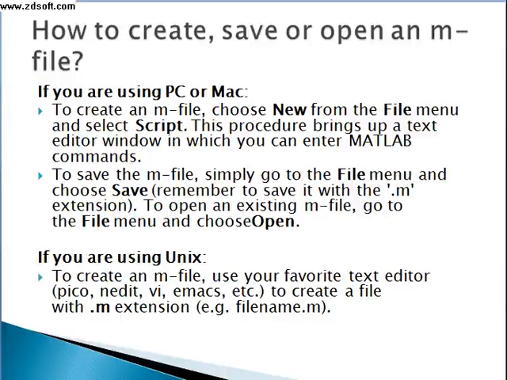Now to open an existing M file, go to the File menu and then choose the Open command. If you are using Unix, to create an M file, use your favorite text editor, Pico, Nedit, VI, etc., to create a file with the .m extension. Example, filename.m.